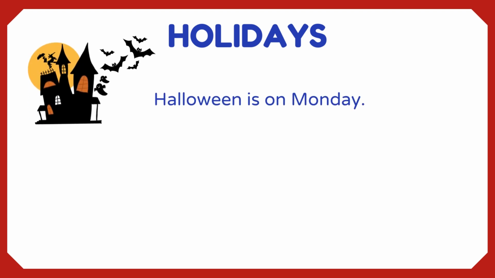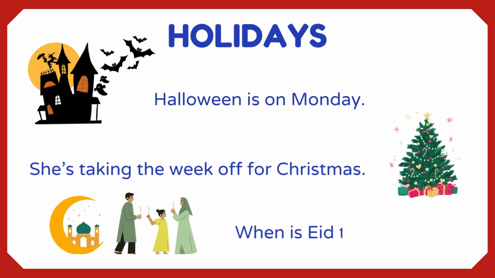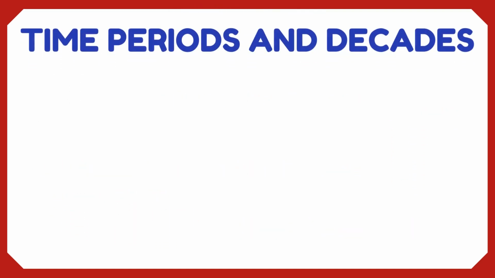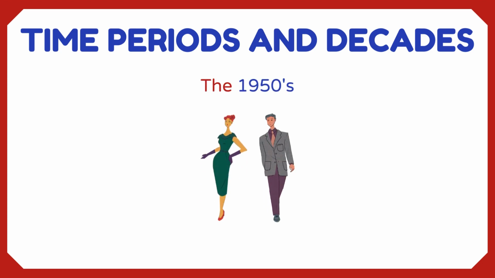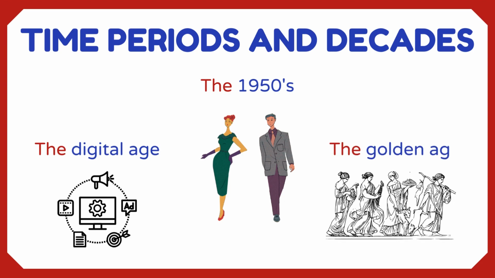We don't use articles before a holiday. Halloween is on Monday. She's taking the week off for Christmas. When is Eid this year? Before decades and time periods, we use the: the 1950s, the digital age, the golden age.